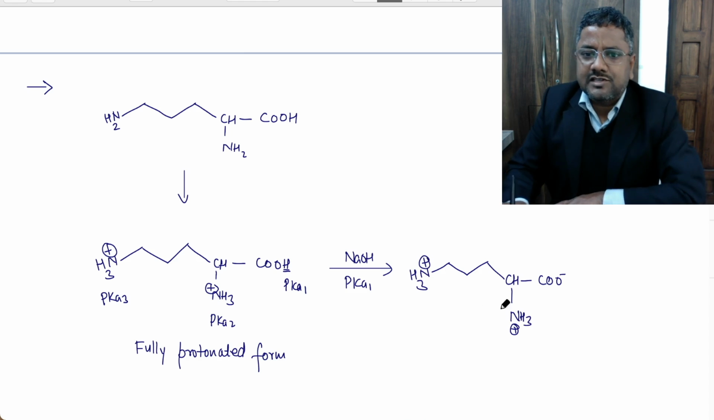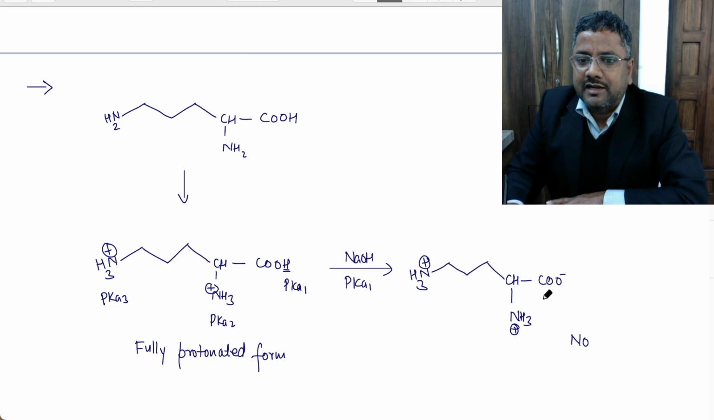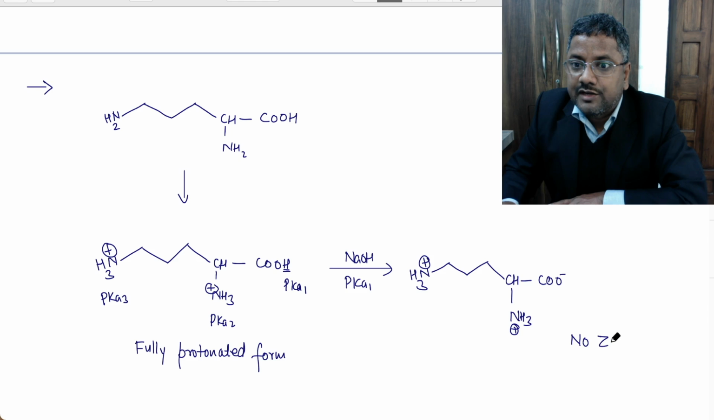So after the first endpoint, you will get this ion. Now tell me, is it a zwitterion? Is it a zwitterion? The answer is no. It has positive and negative charges, but it is not completely balanced. So this is not a zwitterion. This is a cation.